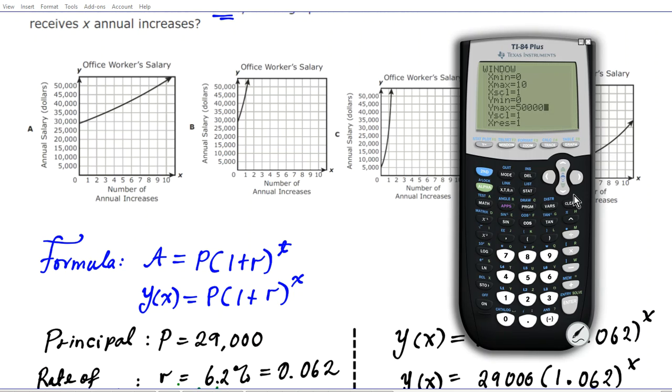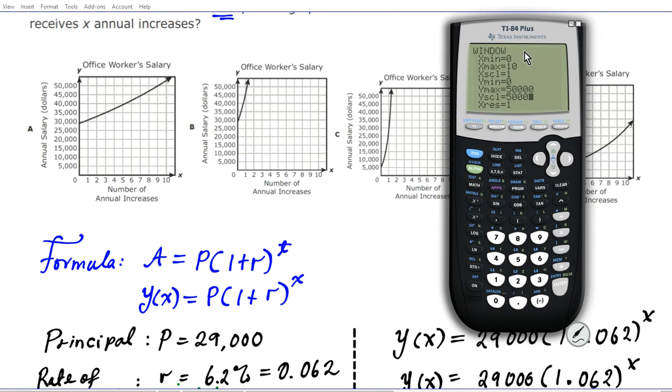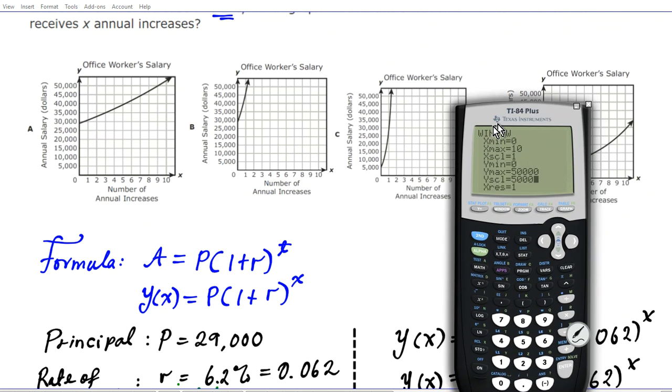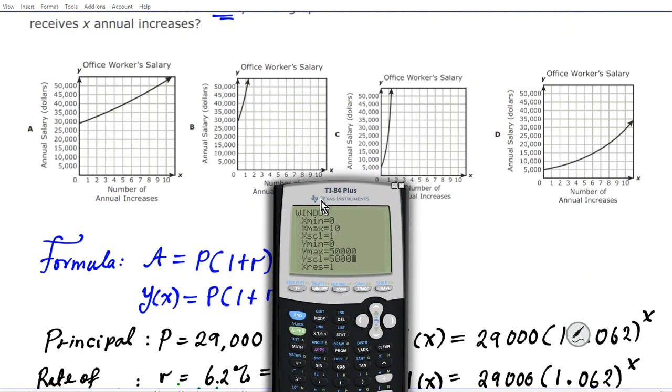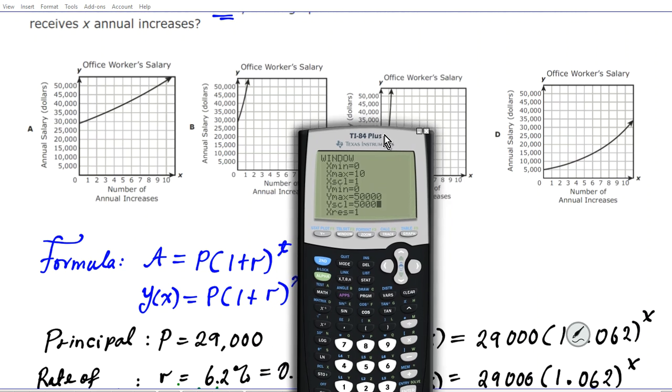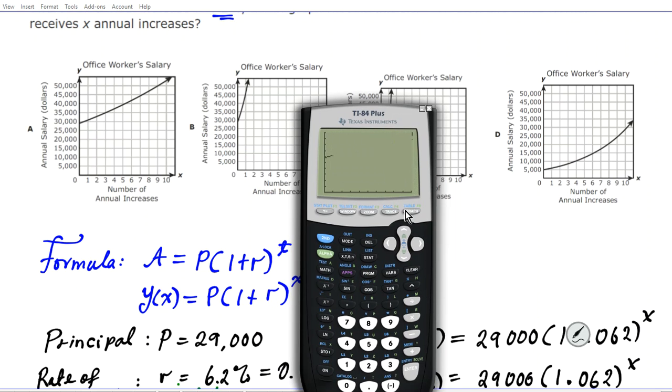By what amounts do you go up? 0 to 5,000, 5,000 to 10,000, that's an increase of 5,000, so that's our scale. The reason we are setting up the window in this configuration is we want to have an exact match, or a perfect snapshot, of what the graph looks like when it's plotted in the format that's presented. Okay, so let's hit graph.